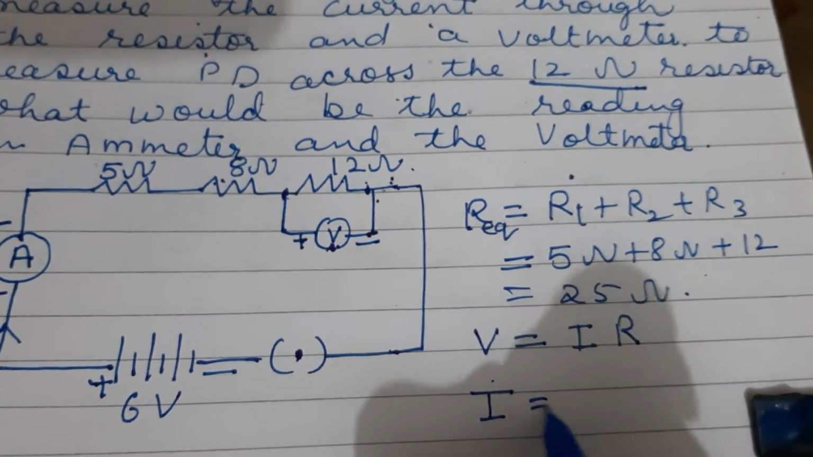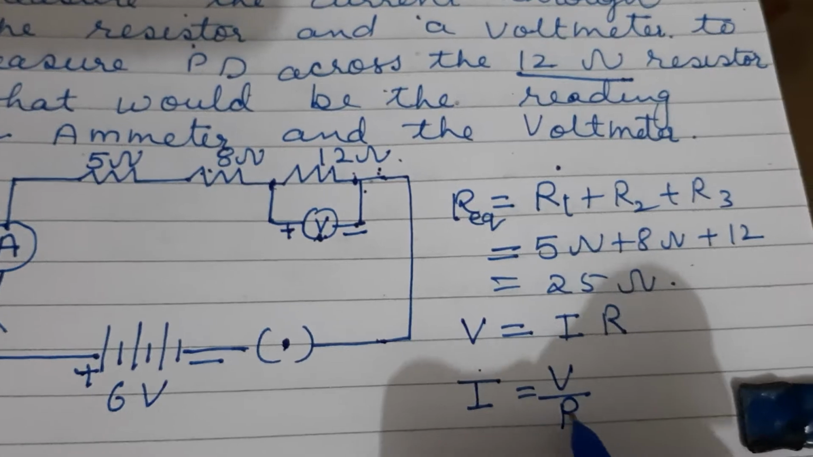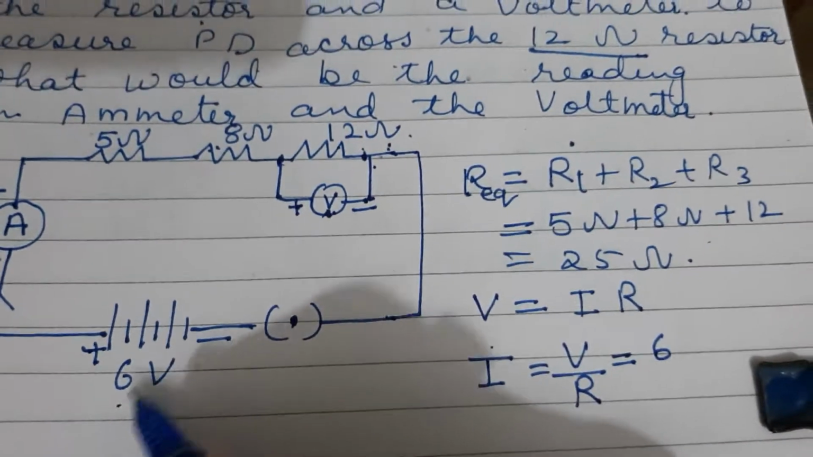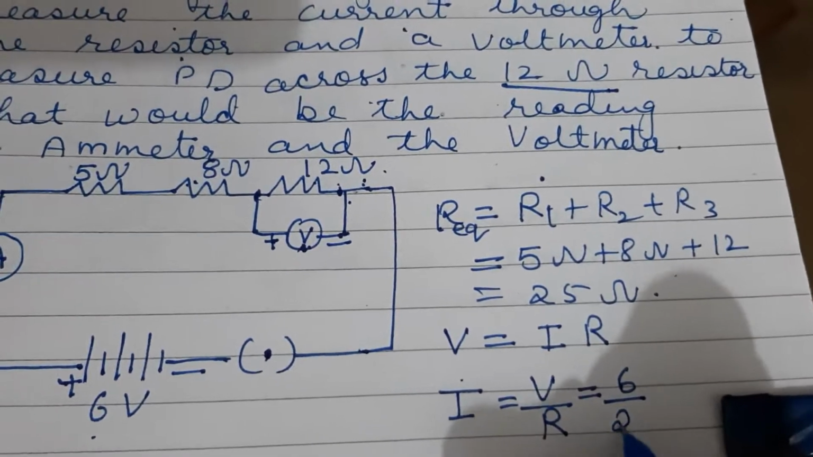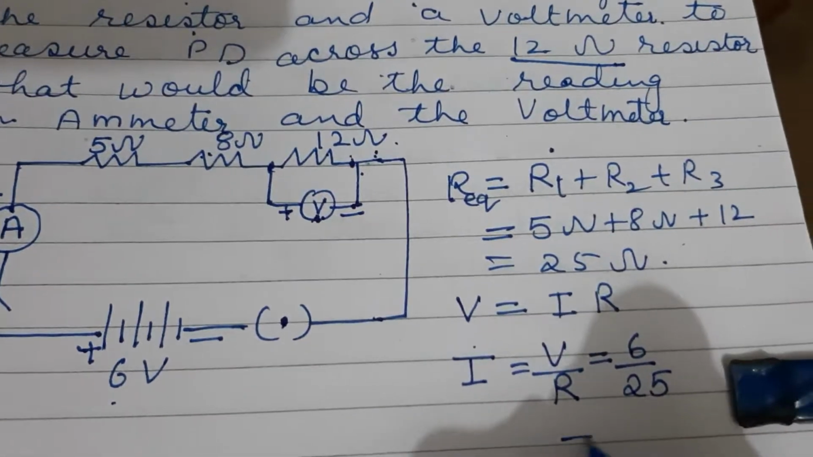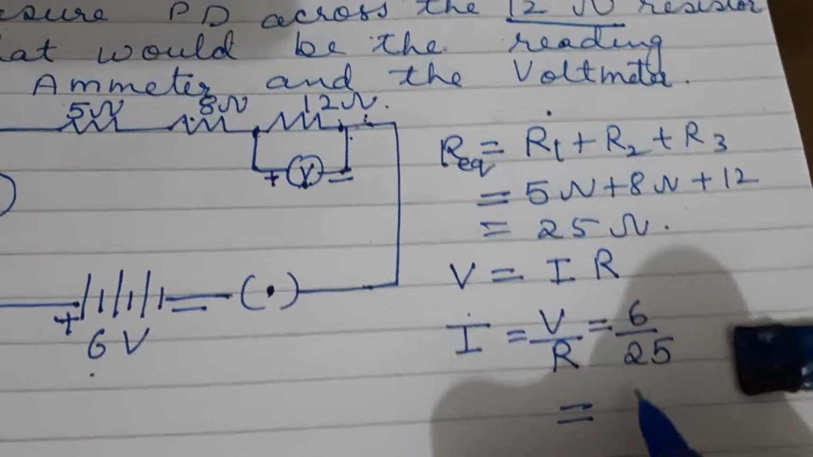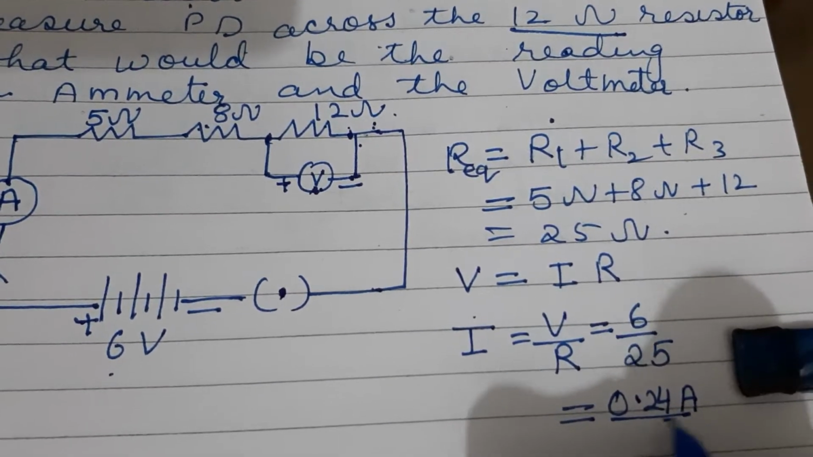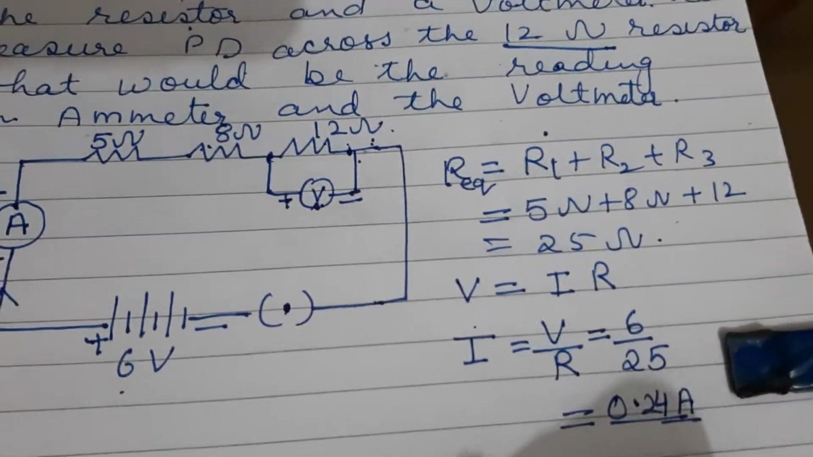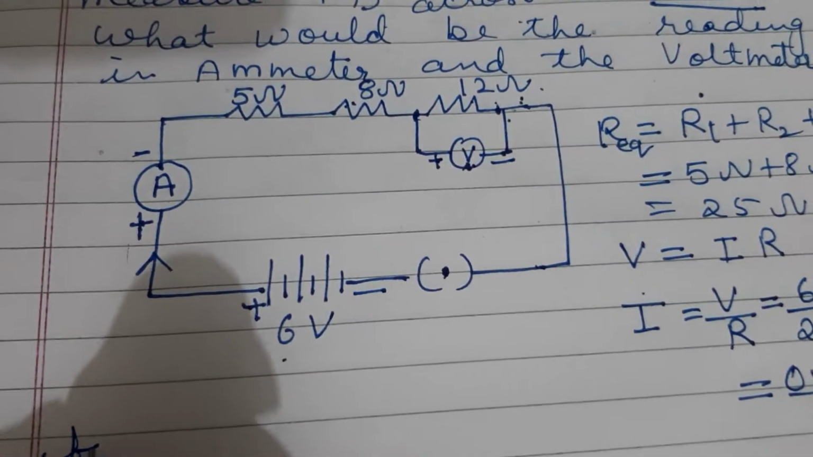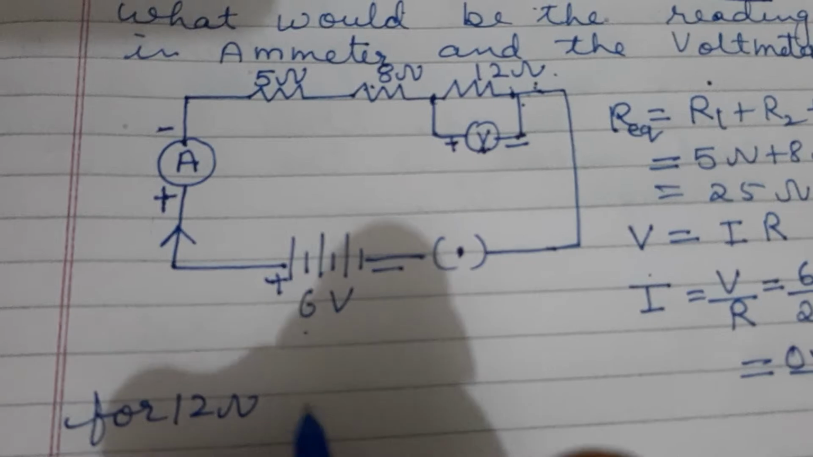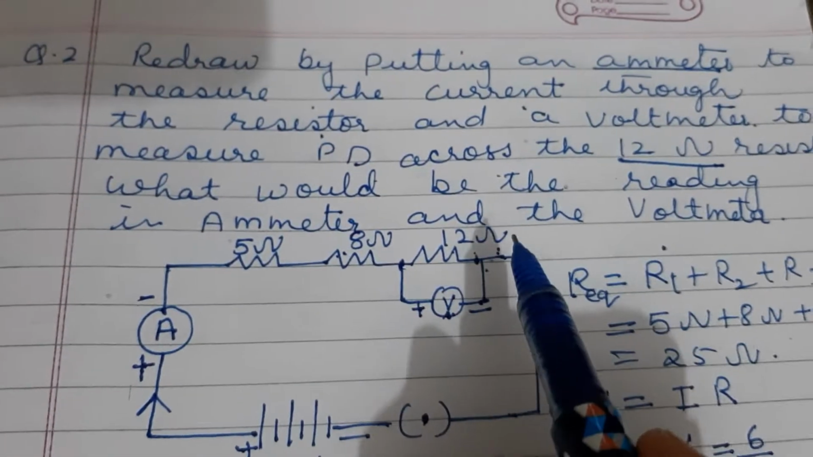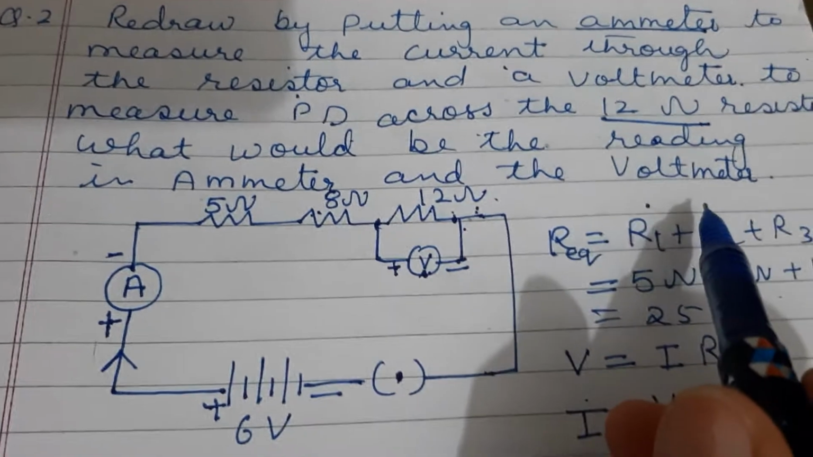So total current I is equal to V upon R. The value of V is given, that is 6 volt, and R is 25. By solving it, we will get 0.24 ampere. This is the amount of the current. Now we have to find out the reading in the voltmeter for the 12 ohm resistor.